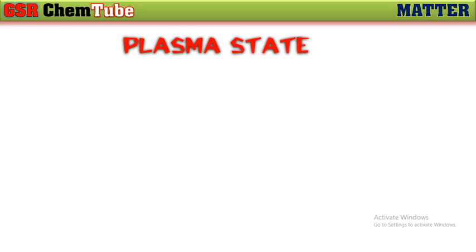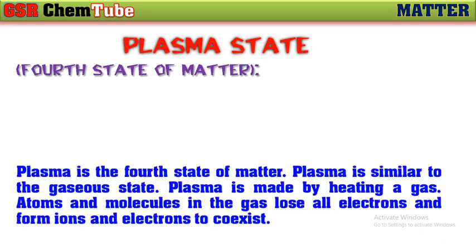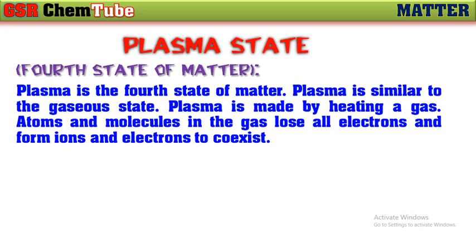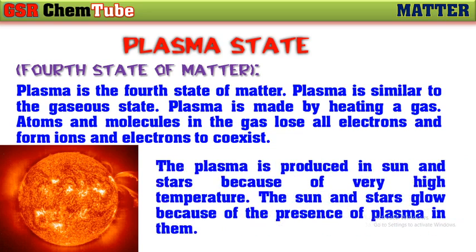Next, the fourth state of matter is plasma state. Plasma is similar to the gaseous state. Plasma is made by heating a gas. Atoms and molecules in the gas lose all electrons and form ions and electrons to coexist. This state is called plasma state. So the plasma is produced in sun and stars because of very high temperature in them. The sun and stars glow because of the presence of plasma in them.